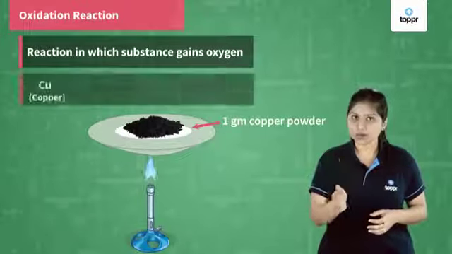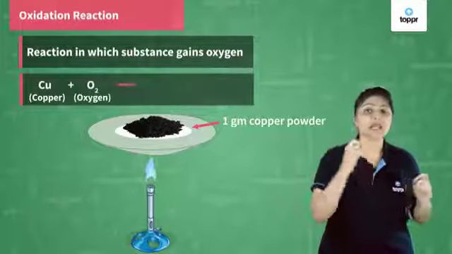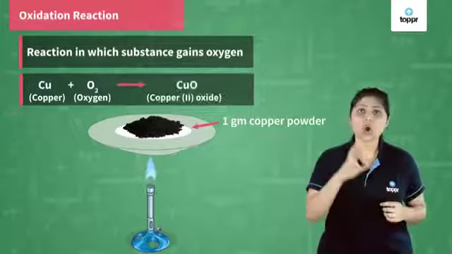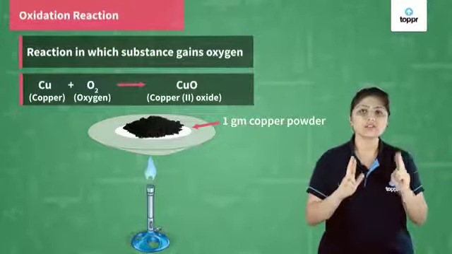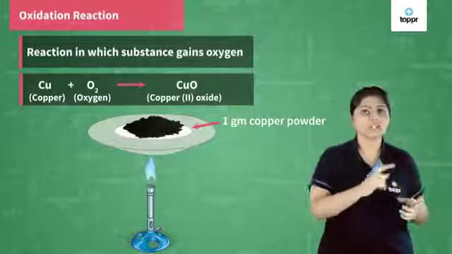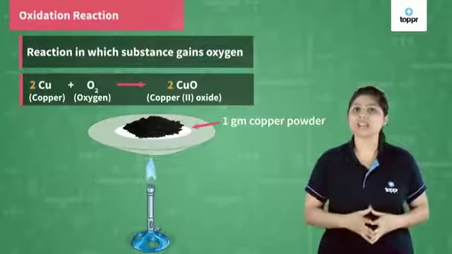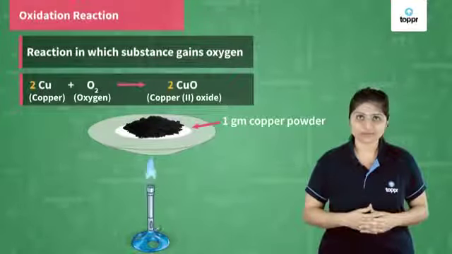That means copper, Cu, reacted with oxygen, that is O2, and forms copper oxide. Now here this is copper 2 oxide. Copper 2 indicates that the valency of copper is 2 and oxygen valency is also 2. So the formula becomes CuO. Now this is an example of oxidation reaction because copper has gained oxygen during the reaction.